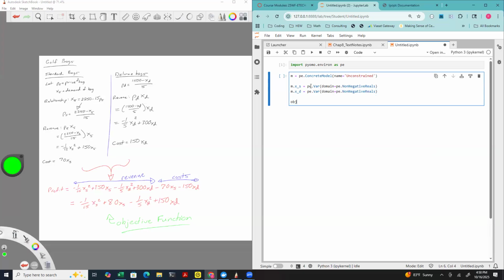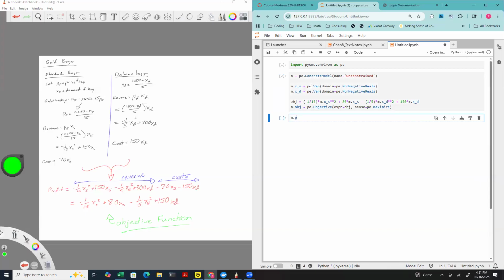And now we can already get to the objective. I'm just going to say this objective, obj, is equal to what? Negative 1/15 times m.x_s squared plus 150 times m.x_s, going down one, plus 80 times m.x_s, minus 1/5 times m.x_d squared plus 150 times m.x_d. And then I'll set the property on my model, m.obj, equal to a pe.Objective, expression equals obj, and the sense is equal to pe.maximize. All right, so just a sanity check here. We could say m.pprint.